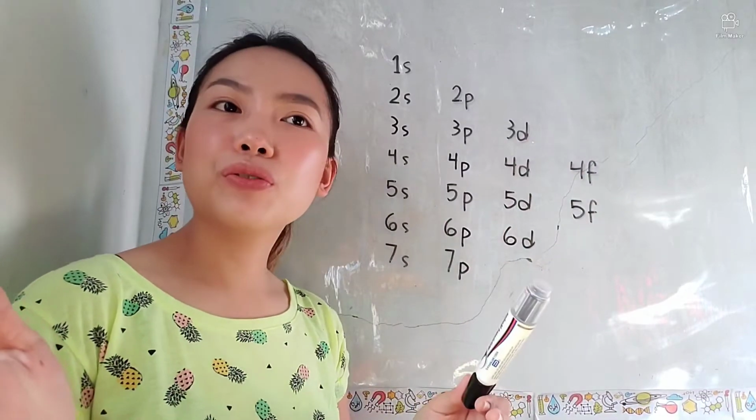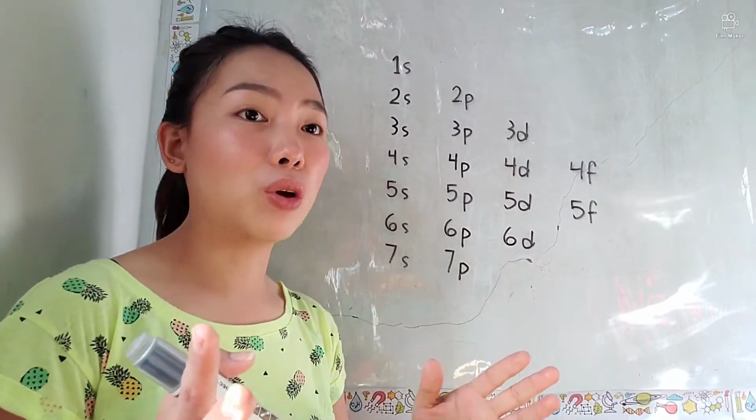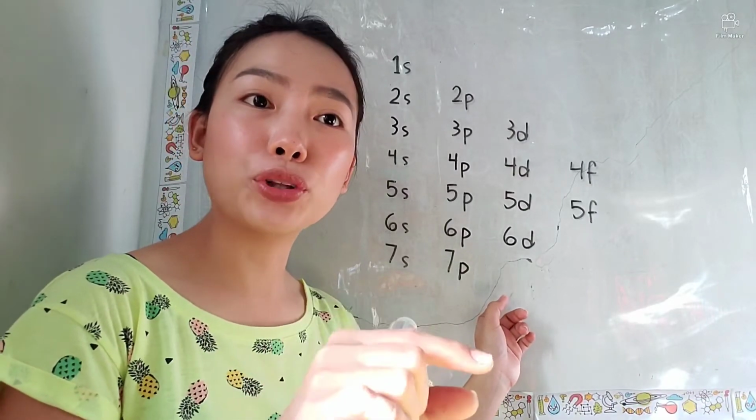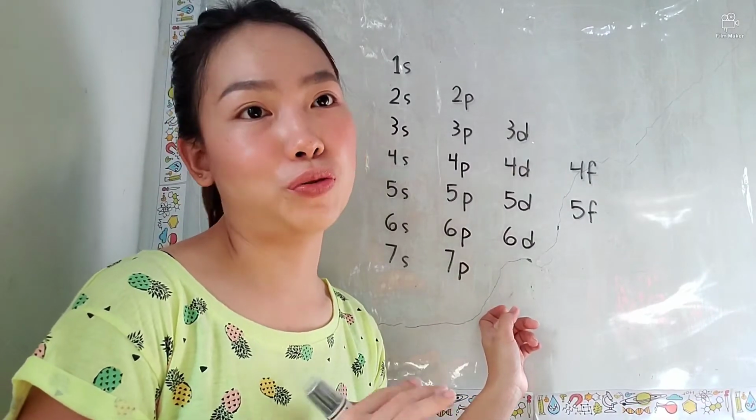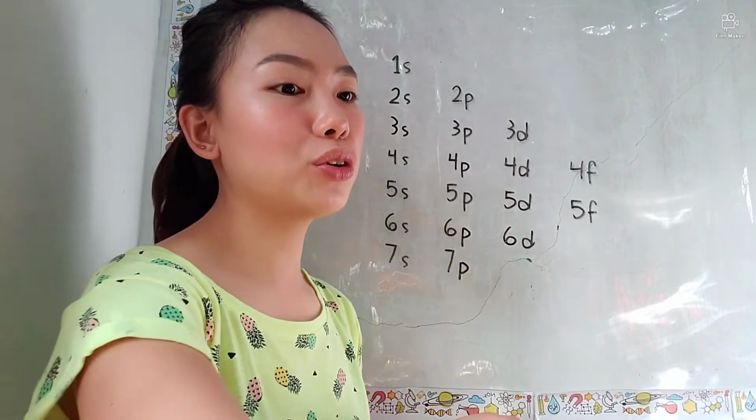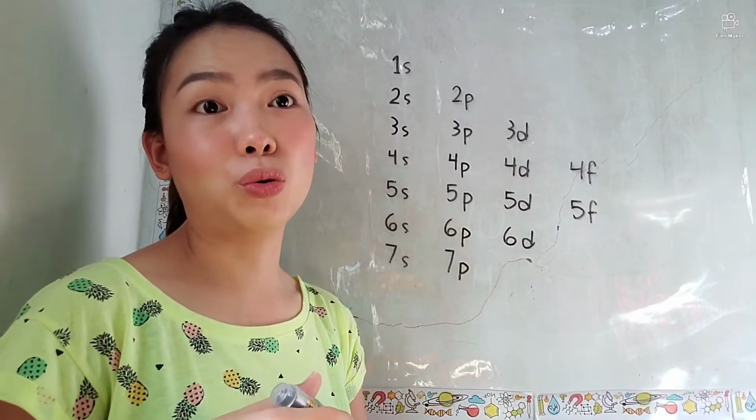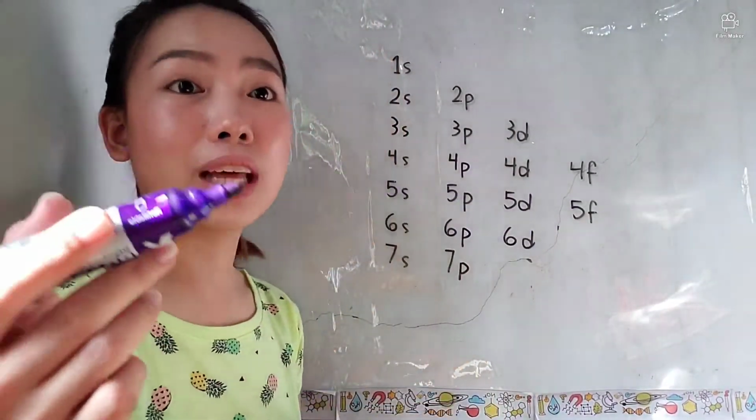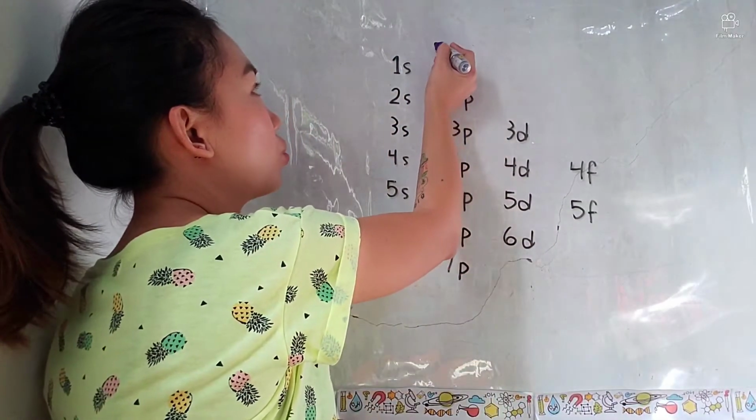Now, in electron configuration, kailangan nating i-follow itong diagram na ito so that we will have a correct order of the electron configuration. On this electron configuration, we are following an arrow to be our guide. So, we will just put an arrow down para yun yung susundan natin.